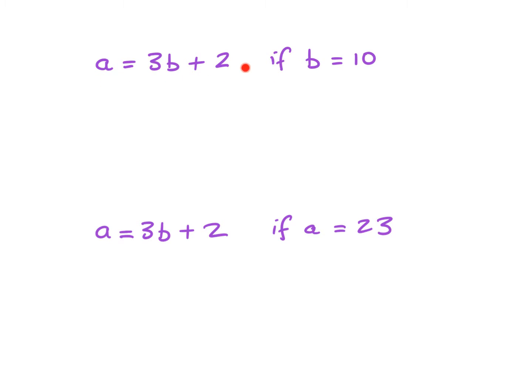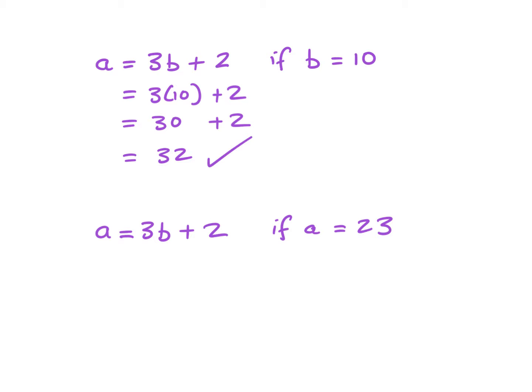Alright, well with that in mind I have two other equations here for you. So see if you can solve this equation if B was equal to 10, and this one if A was equal to 23. Put the video on pause and come back, see if you got it right. Alright, well how did you get along? Well, I'm going to substitute B for the value 10. So I'm going to have 3 multiplied by 10 plus 2. 3 multiplied by 10, as we know, is 30, plus 2, and the answer therefore is 32.